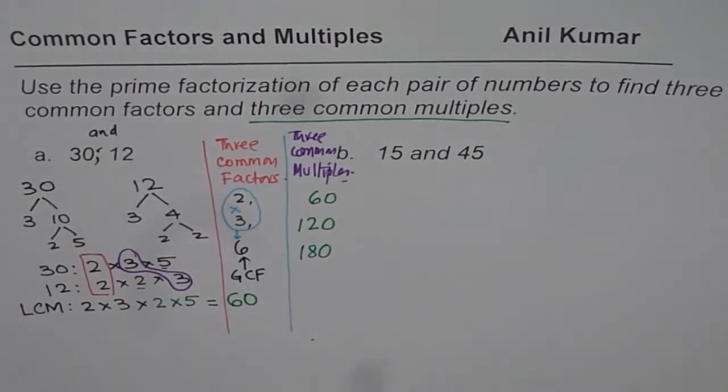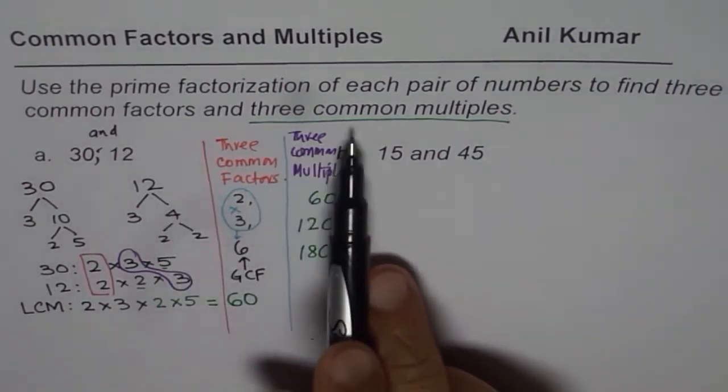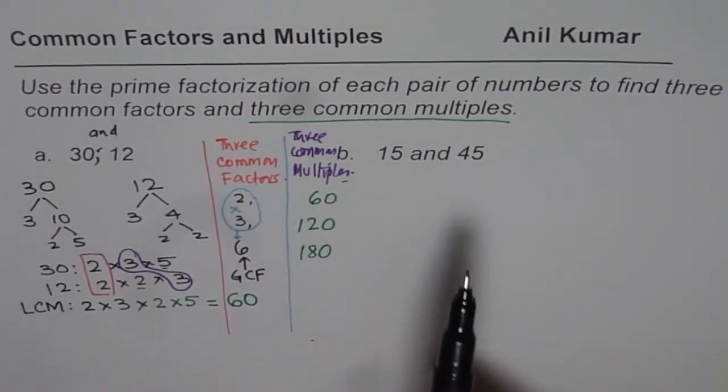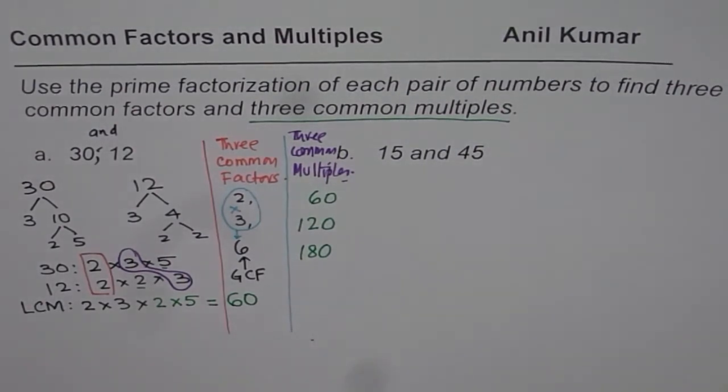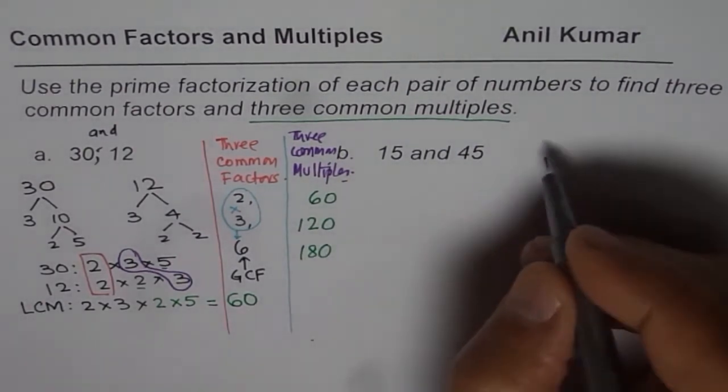So that is how you do it. I hope the method is clear to you. You can now pause the video and find three common factors and three common multiples for 15 and 45. I'll show you how to do it. You can check your answer.